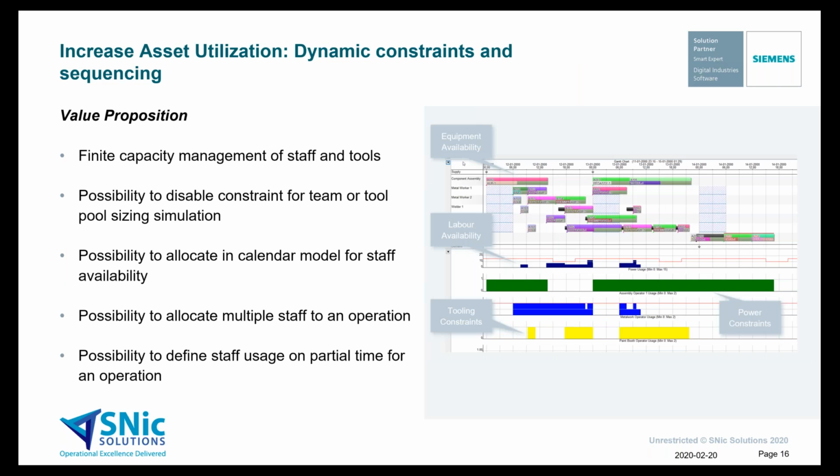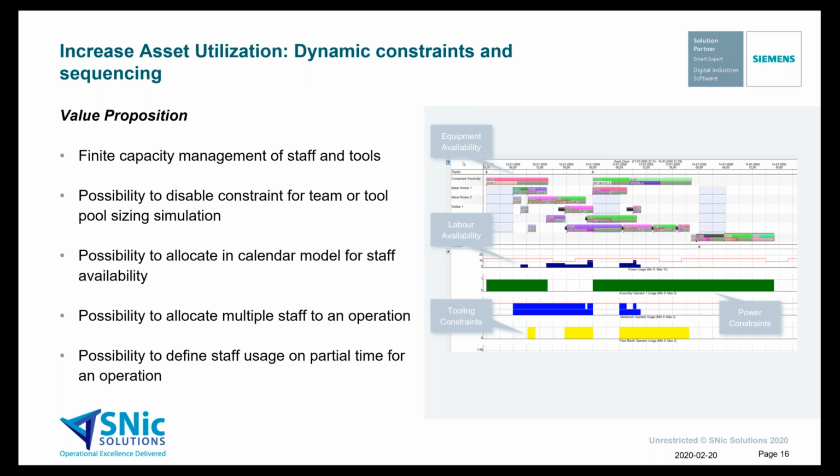Improving asset utilization is becoming more and more important, because we're not going to get more equipment. So how can we do more with what we have? Looking at equipment availability, labor availability, tooling constraints, and in some regions where power is still a constraint, even those can be modeled as constraints, to then identify how much exact labor we need.